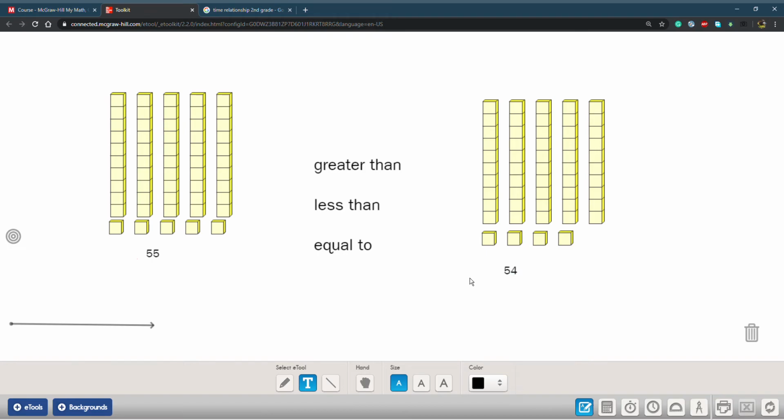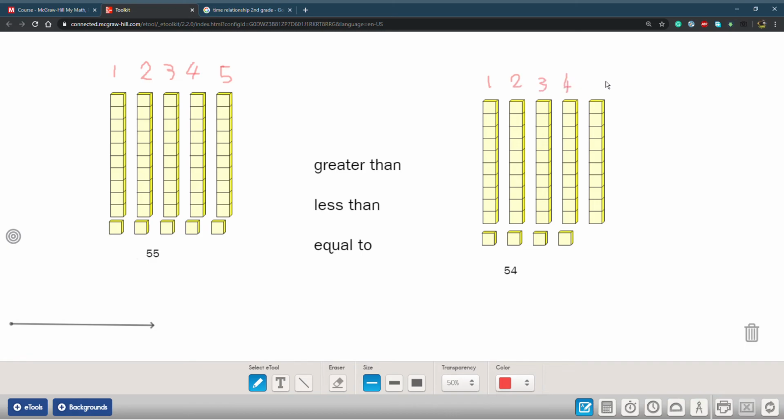So, let's compare between them. Is this number greater than this number? Or less than this number? Or equal to? We want to count our tens. Start from here. 1, 2, 3, 4, and 5. Here, 1, 2, 3, 4, and 5. Oh my god, they are the same. So are they equal? Are they equal?